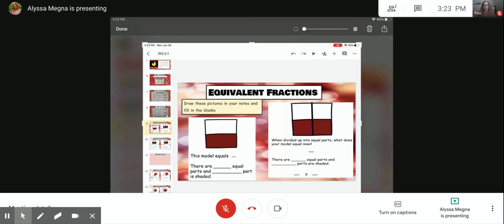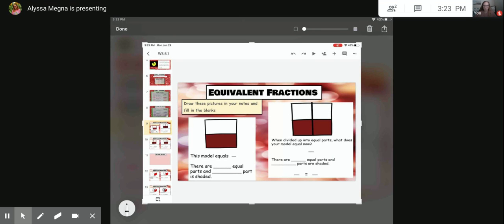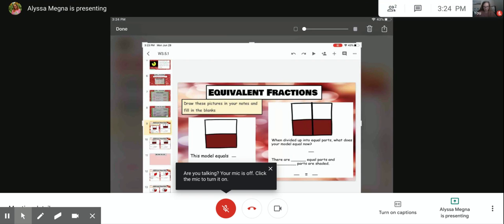Alright, so today we're working on equivalent fractions. So you're going to want to draw these two pictures in your notebook before you watch this video. Make sure you fill in the blanks, and then you can check. If you get stuck, you can use this to check to make sure you're doing it right, and then work your way through the problems. So once you have done all that, come back.